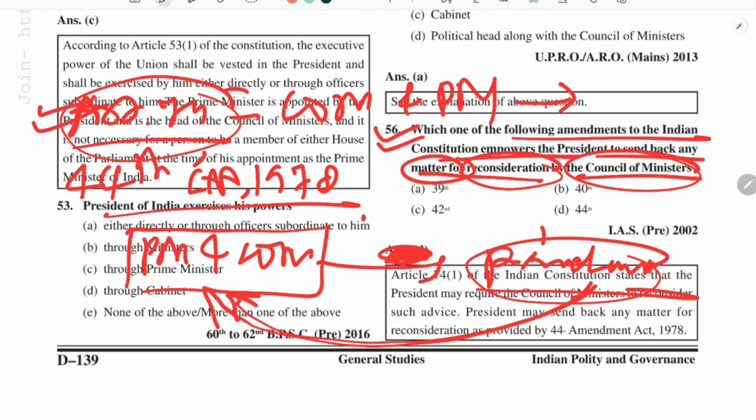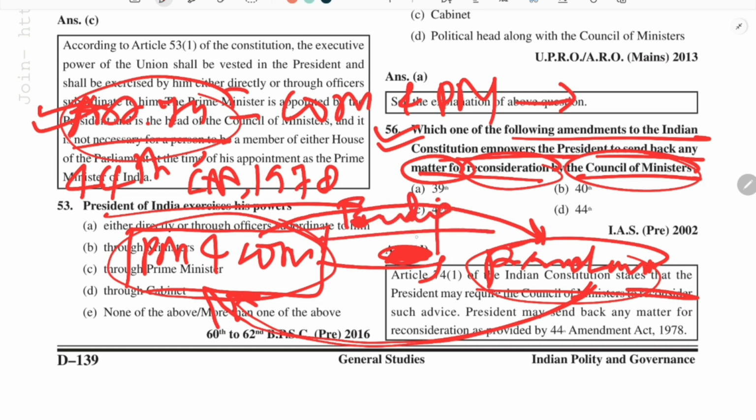Once it can be sent back, but if again the PM and COM send that advice to the president, then that advice is binding for the president. So only one time it can be sent back to the prime minister and his council of ministers.